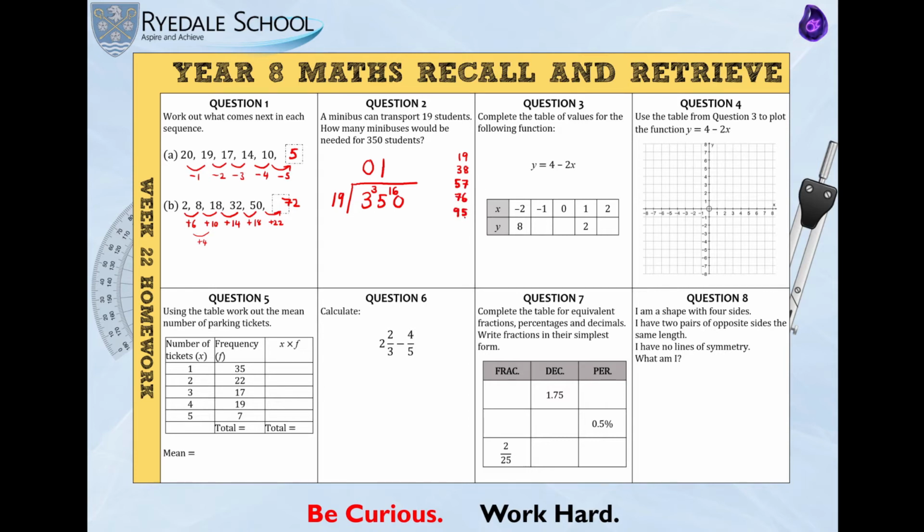Remember, you can check at 5 times a number by doing 10 times and halving it. So I can see already now that 19 goes into 161, 2, 3, 4, 8 times. But there's going to be some remainder. And that remainder means we are going to need that extra minibus. So it is 19 minibuses.